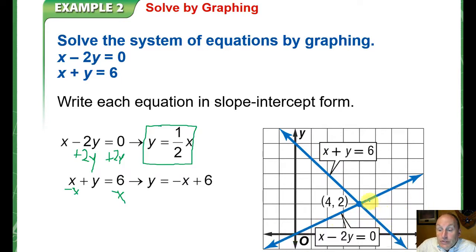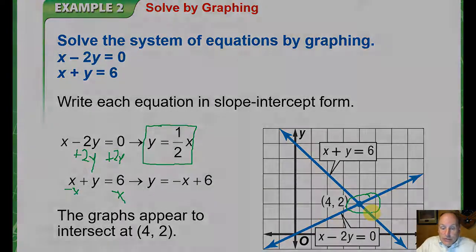So the solution to this system is where they come together. Their intercept is at 4, 2. Now, graphically, we determine that simply by looking at the graph. So it's very important in this method to draw an accurate, well-proportioned graph. So when you do that, you can fairly accurately determine the intercept. So 1, 2, 3, 4, 1, 2. 4, 2 is the intersection and is the solution.